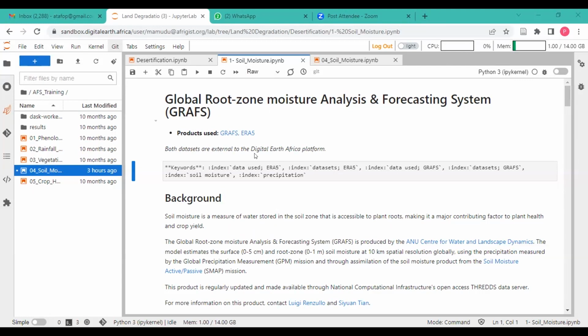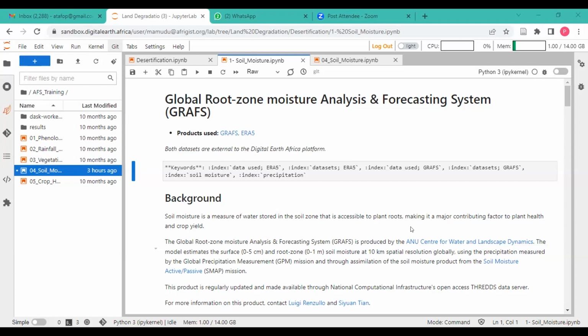Just as a quick background, soil moisture is a measure of water stored in the soil zone and is accessible to plants and plant roots. It gives a major indication of the health of a crop and even the amount of yield that can be expected. Other things that we can use soil moisture analysis for is to analyze the level of dryness in an area, giving us an indication of drought or even desertification. So soil moisture is an important tool to use in analyzing various aspects of our environment, including, of course, plant health, crop yield, desertification, and so on.